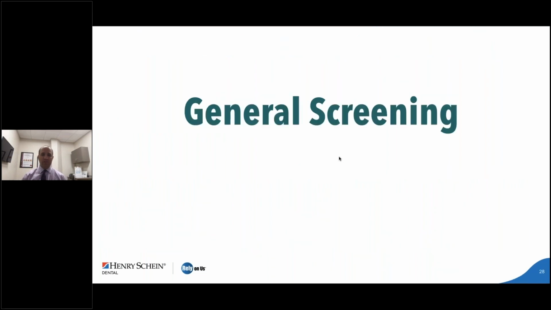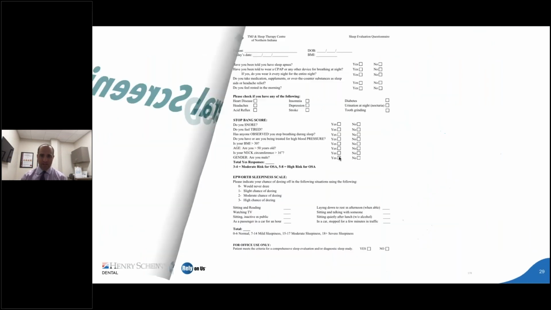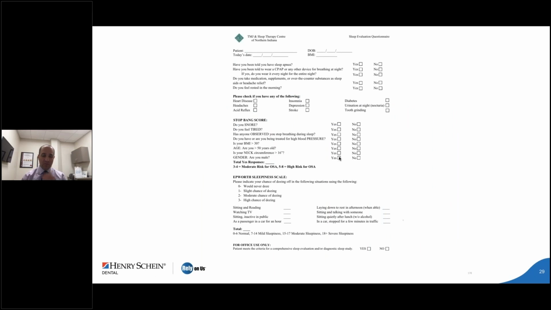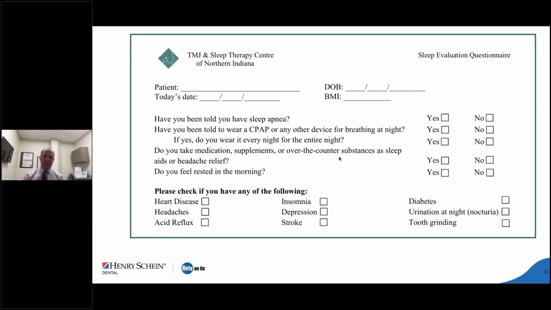So general screening. So what does that look like? So in the general practice, what we did is this was kind of a one-page screening form that we used in our general practice. And what you do, and you guys will all get a copy of this, the first half of it is some questions. Now, if you ask a patient, have you been told to wear a CPAP? And they say no, you kind of need to ask a follow-up question.